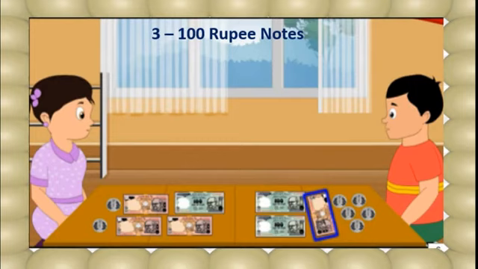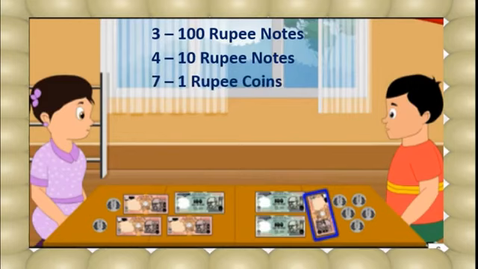Sonu has 3 notes of 10 rupees and Monu has only 1 note of 10 rupees. So that is 3 plus 1 is equal to 4 10 rupee notes both together have. Correct? Now we will count the coins. Sonu has 2 coins of 1 rupee and Monu has 5 coins of 1 rupee. So together means 2 plus 5 is equal to 7 1 rupee coins they have. Correct? Like this we can do the addition.